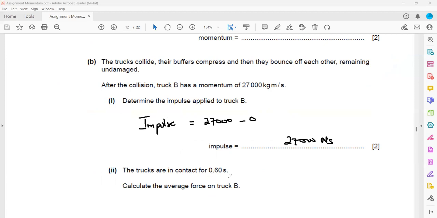The trucks are in contact for 0.6 seconds. We need the average force. We have the impulse and we have the time, and the relation is that impulse is force multiplied by time. So the average force will be impulse divided by time. The impulse is equal to 27,000 and the time is equal to 0.6. That will give us the average force experienced by truck B when they collide with each other, which is 45,000 newtons.